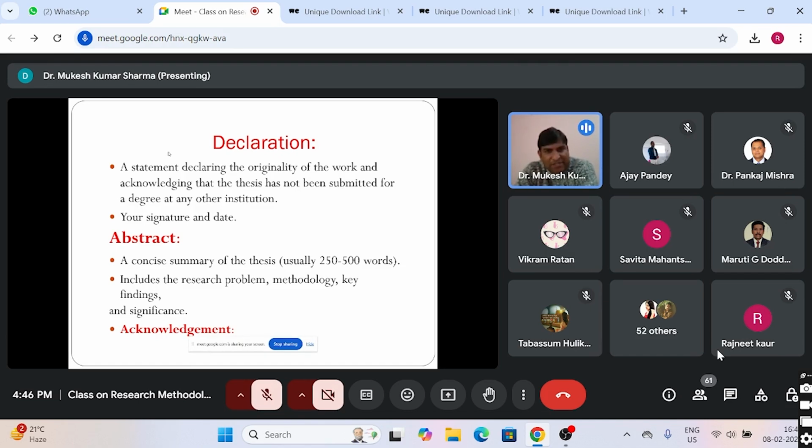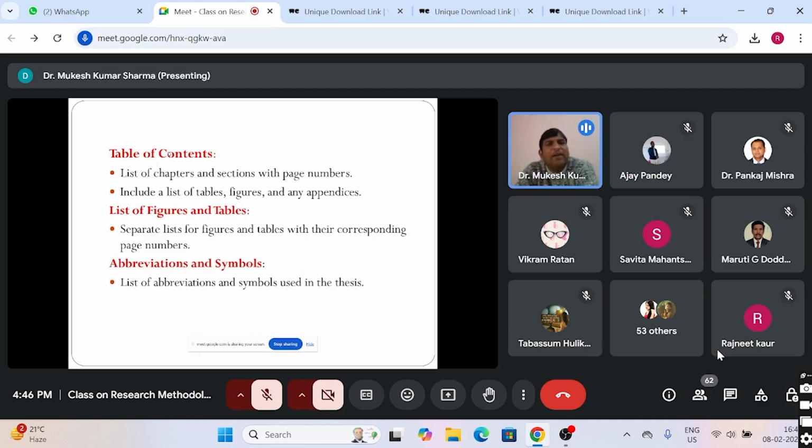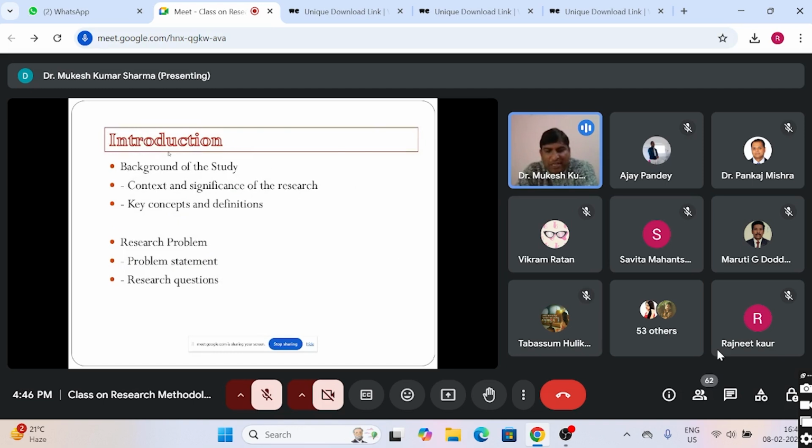After the declaration, you'll have an abstract, which is a summary of your thesis, meaning what you have done. Then acknowledgement, table of contents, list of figures, abbreviations, symbols. I will also share this entire slide deck with Pankaj sir, so that he will share it among your research group. Then comes the introduction part. Now let's start with the introduction.